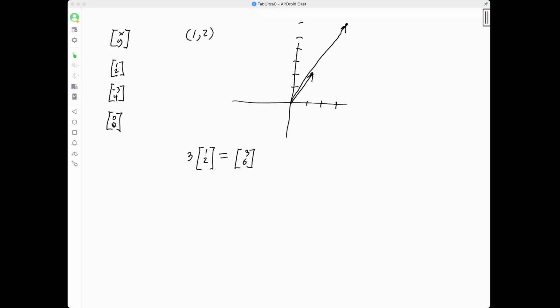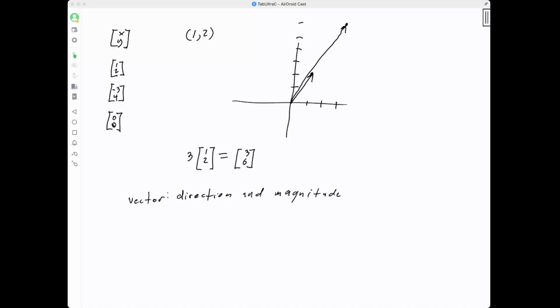And so we can think of a vector as a quantity that has both direction and magnitude, or length. So a vector has direction and magnitude. So it's unlike a scalar, which is just magnitude. The vector gives us a direction and magnitude.